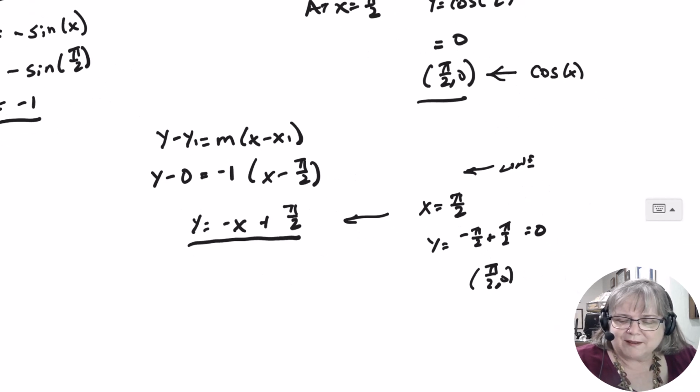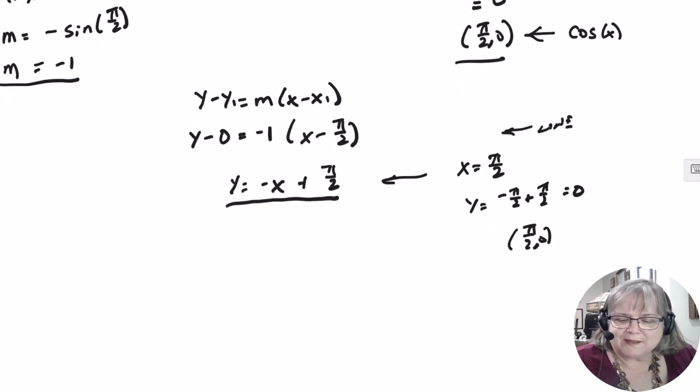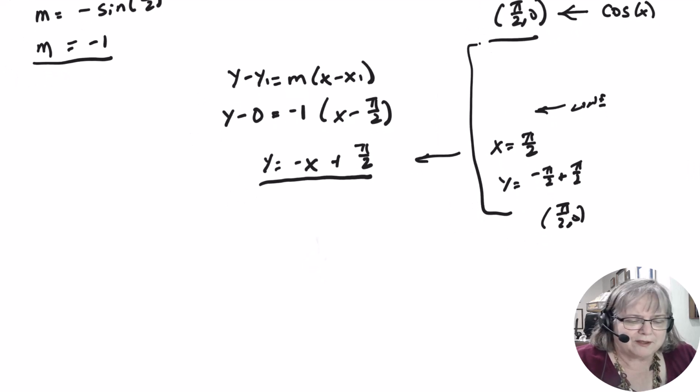Hopefully that's not being obscured by my face. All right, so we have pi over 2, substituted it in, minus pi over 2 plus pi over 2 turns out to be 0. So my 2 points are indeed coinciding. It just makes you feel good about where you've got so far.